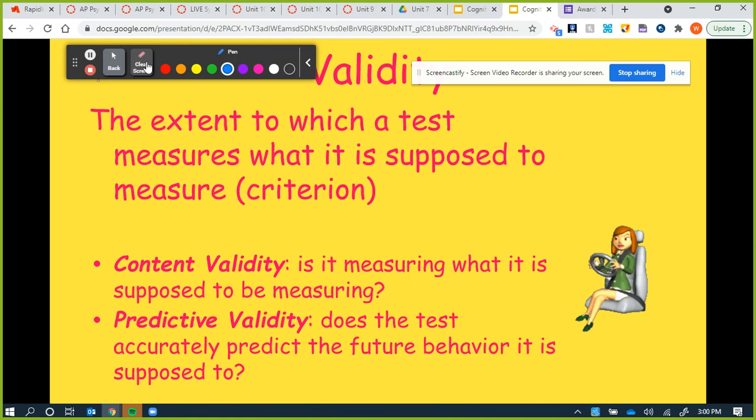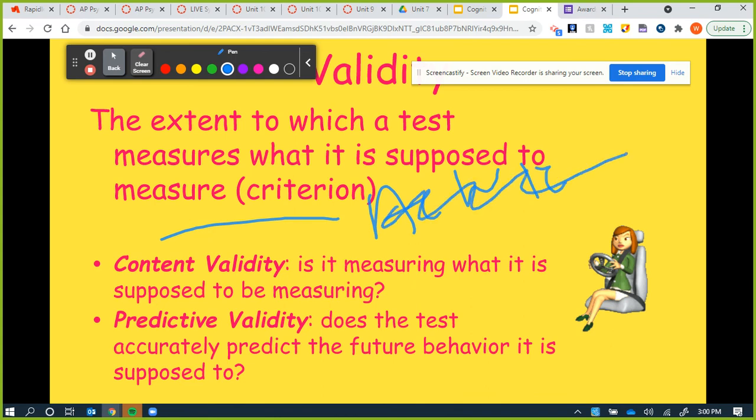Is the test measuring what it is supposed to measure? Is the test valid? Is it legit? There are two types of validity. Content validity: is the content measuring what it's supposed to? If I give you an AP Psych test, but there's a question about the Battle of Antietam on it, that's not measuring what it's supposed to.